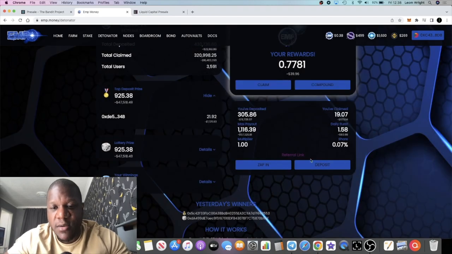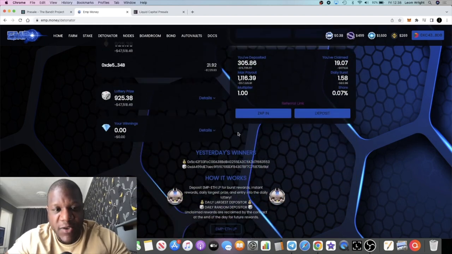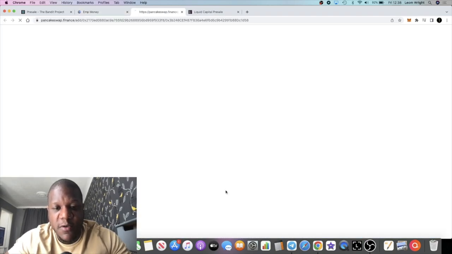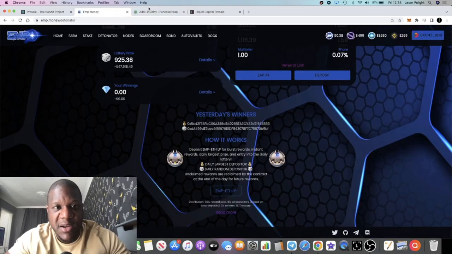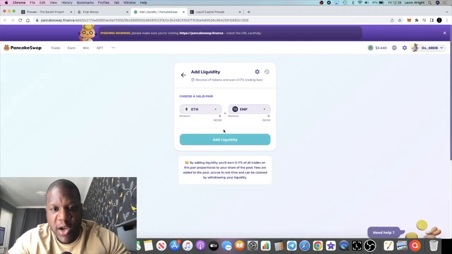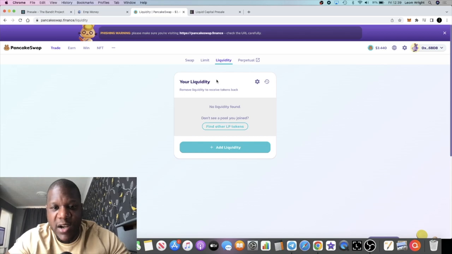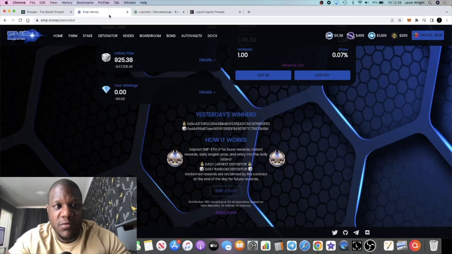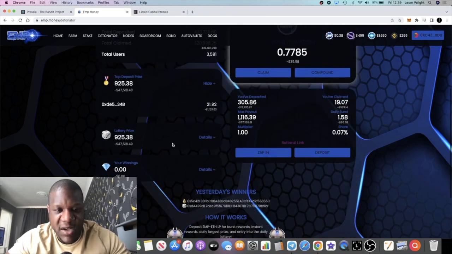Once you've zapped in, you've got to come over and deposit here. Okay, guys. And then once you deposit, you're in the detonator. You can also just click on that little link, and it will take you to PancakeSwap, where you can just remove your LP as well. Obviously, it's going to come to the add liquidity. If you press back, you can basically remove liquidity. I don't have any tokens at the moment because it's all in the detonator. But when you claim, you'll be able to see your tokens over in PancakeSwap as well.